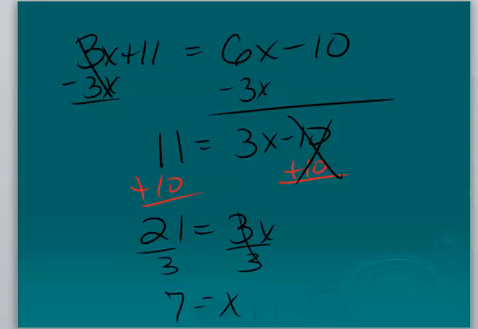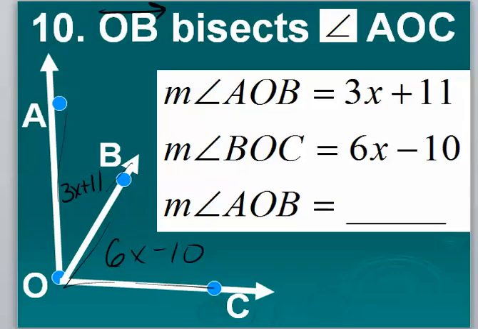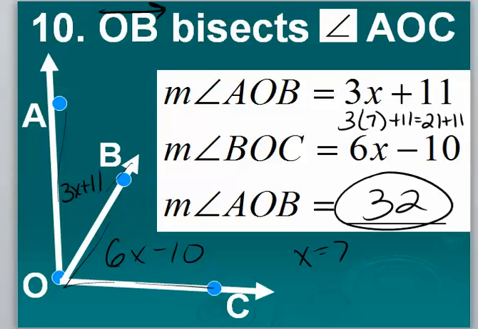Now we want to go back and plug in. Knowing that x is 7, I'm going to go back to the original slide. We have that x is 7, and we want the measure of AOB. So we're going to plug the 7 in for x in AOB. 3 times 7 is 21, plus 11 is 32. Be sure you're using order of operations and multiplying anything that needs to be multiplied before you add or subtract.